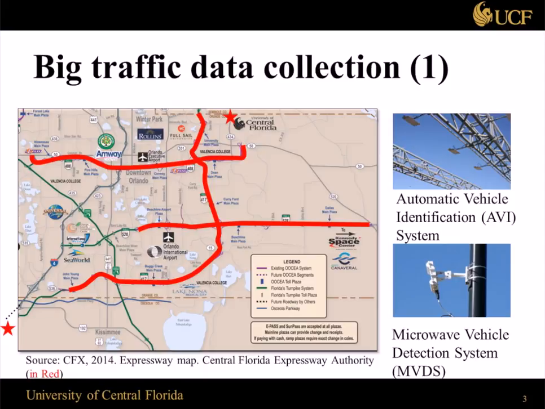The study subjects are 3 expressways in Central Florida and an intersection close to the University of Central Florida. The third location is on Interstate Road 4. For the expressway system, it has 2 vehicle detection systems. The first one is the automatic vehicle identification system. The other one is the microwave vehicle detection system.